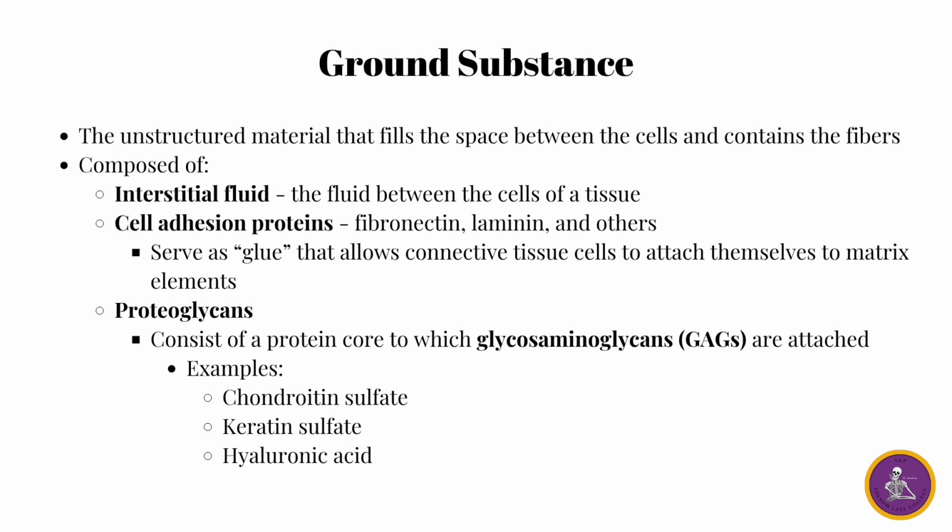And proteoglycans, which are proteins with long sugar chains called glycosaminoglycans, or GAGs. These molecules hold on to water, giving tissues their resistance to compression. Chondroitin sulfate and hyaluronic acid are good examples that show up in cartilage and joint supplements.